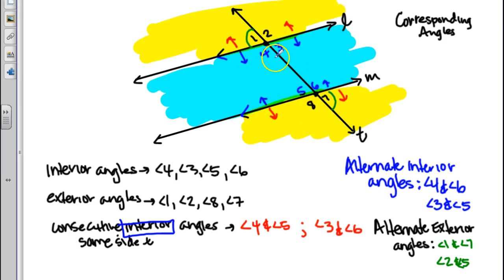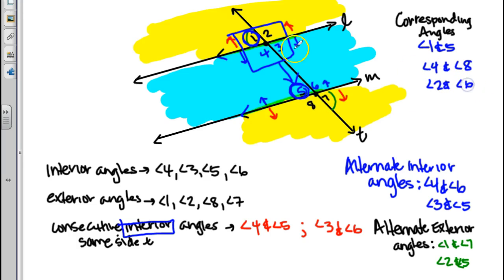So look at the group of 4 with L, look at the group of 4 with M. Corresponding angles means, okay, I'm at the top left of this group of 4. I want to be at the top left of this group of 4. So literally, if I picked up these 4 angles and I moved them down here, which angles would land right on top of each other? So angle 1 and angle 5. Angle 4 would match with angle 8. Angle 2 would match with which angle?